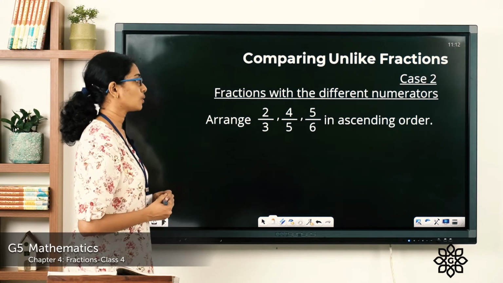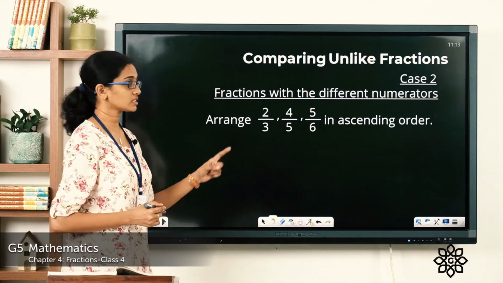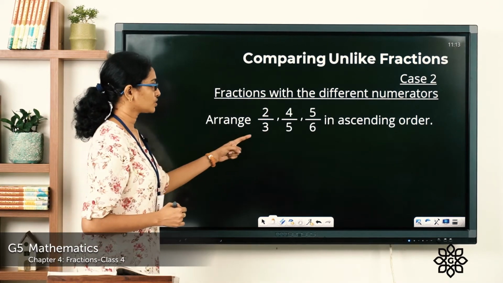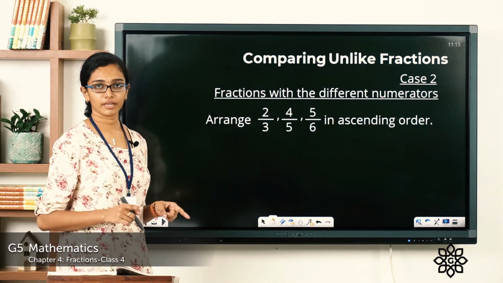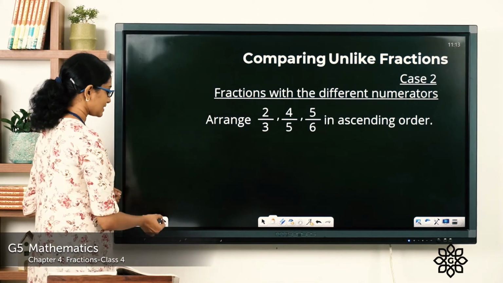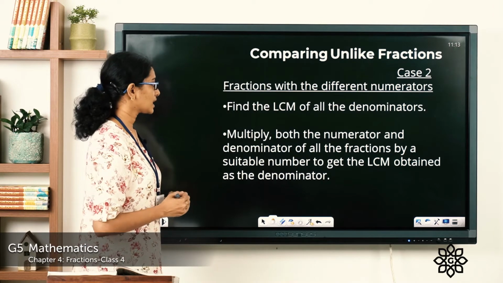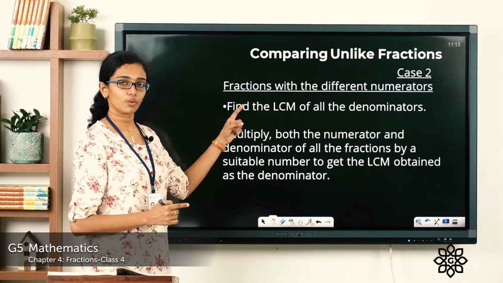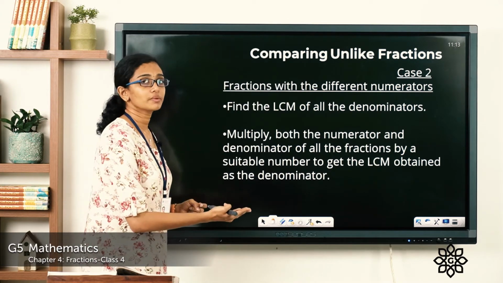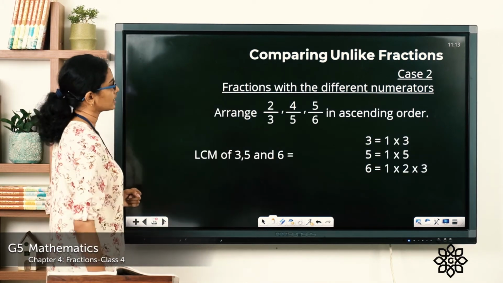Arrange 2 by 3, 4 by 5, 5 by 6 in ascending order. These are all unlike fractions and they have different numerators as well. Now, we have to change all the denominators to the same number so we can compare them like in the case of like fractions. The easiest way to do that is to find the LCM of all the denominators first. Then, you have to multiply both the denominator and the numerator by a suitable number so that the denominator becomes the LCM obtained. Let's see how we can do that.